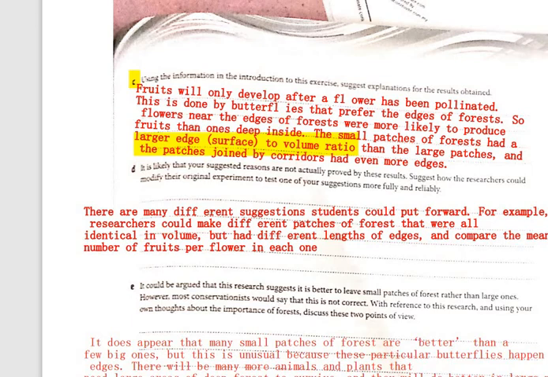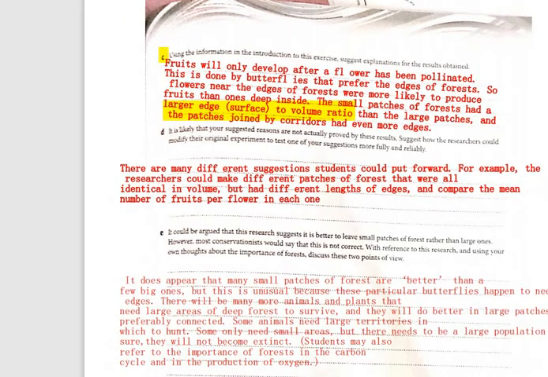Now let's move on to part D. I'll zoom it out a bit so it fits over here. It is more likely that your suggested reasons are not actually proved by these results. Suggest how the researchers could modify their original experiment to test one of its suggestions more fully and reliably.